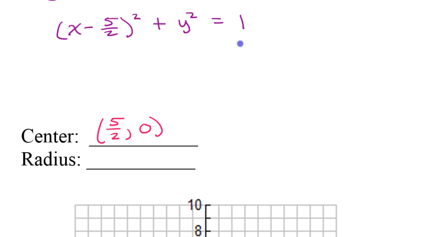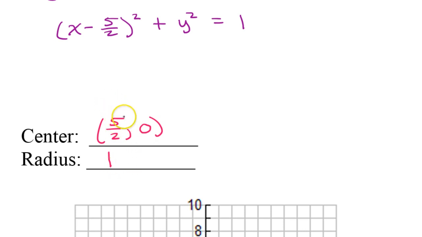Okay, and then the radius, well, this number 1 is the radius squared. The square root of 1 is going to be the radius, but that's still 1. So this is my center, and this is my radius. So this is going to be a really tiny little circle with a radius of 1.